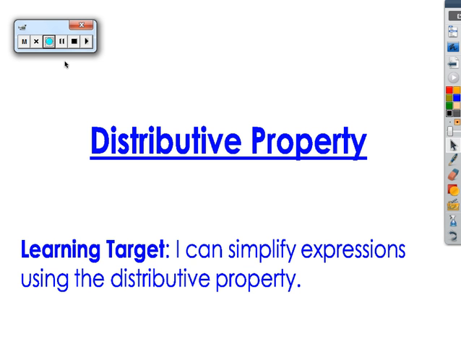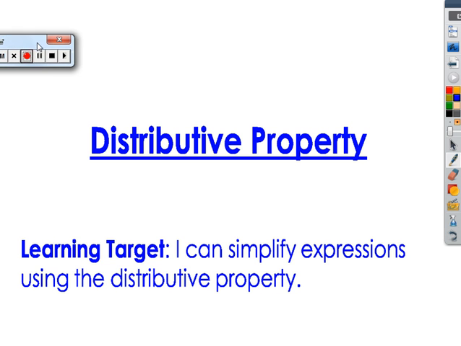Alright, so today we're going to talk about the distributive property. And this will go in your next set of notes, and it should go right behind translating verbal expressions into algebraic expressions.